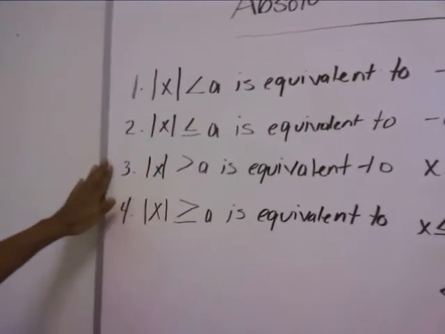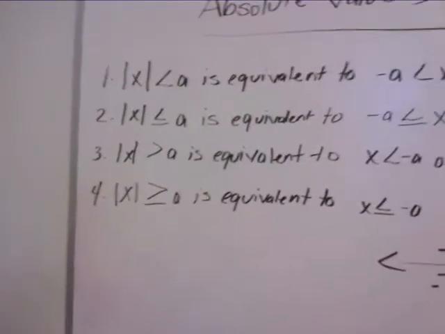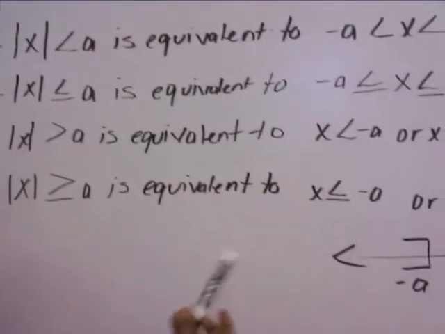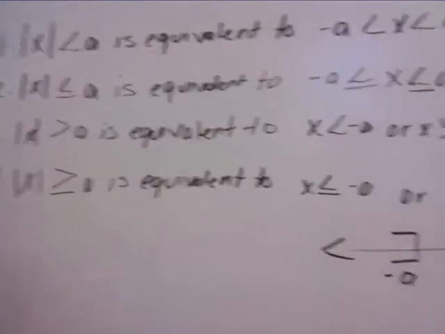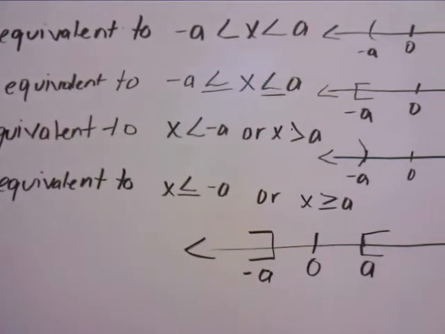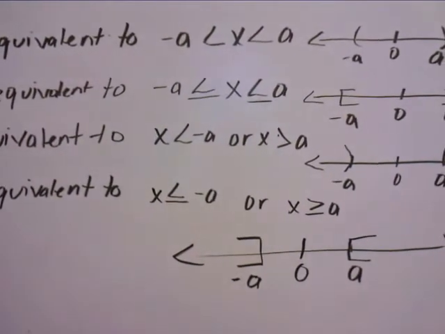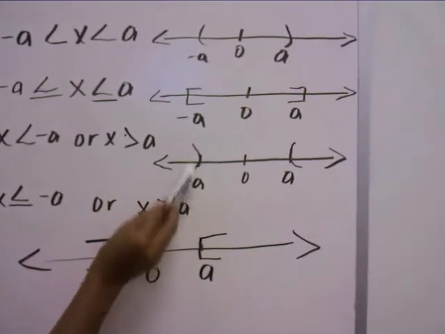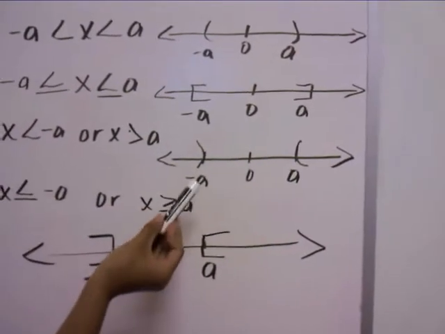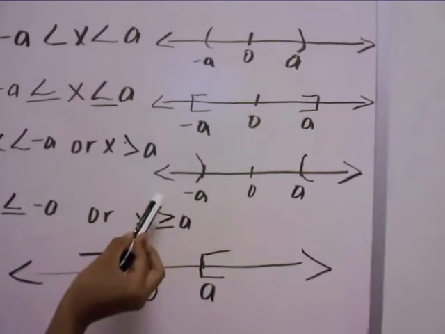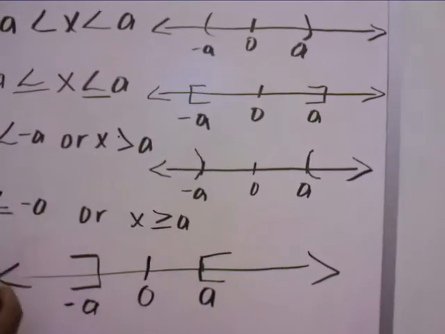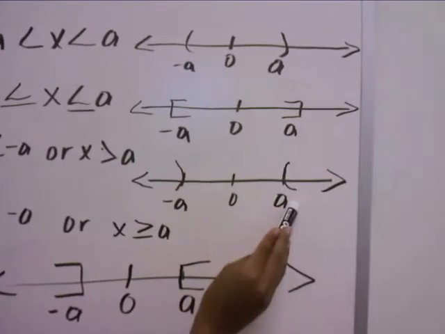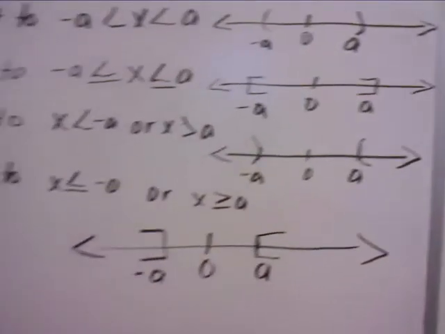The third property is the absolute value of x is greater than any number. It is equivalent to x is less than any negative number, or x is greater than any positive number. As you see, it is parentheses once again because it's not included. They're pointing outward this time because x is less than any negative number, but x is greater than any positive number. So it has to be greater than positive numbers.